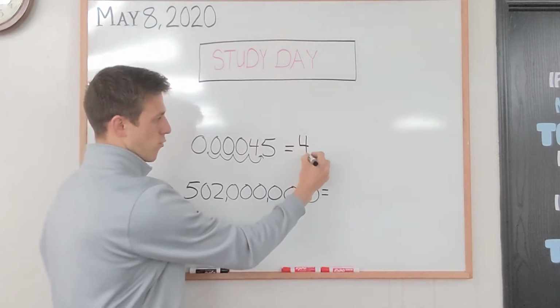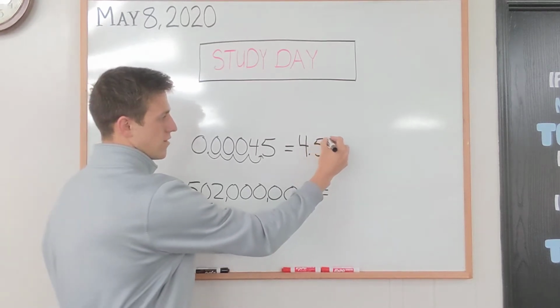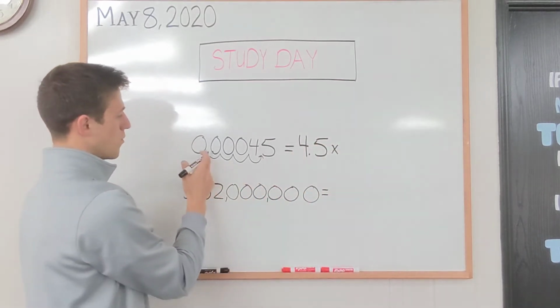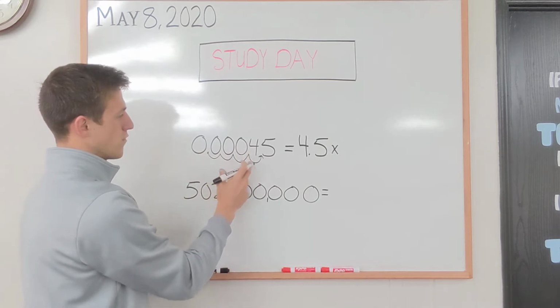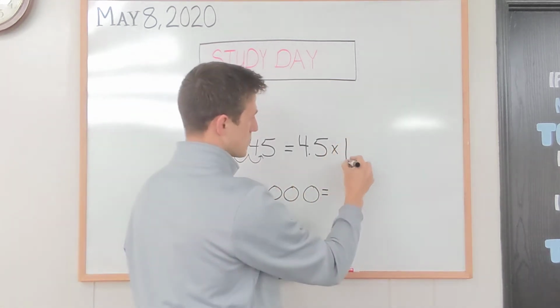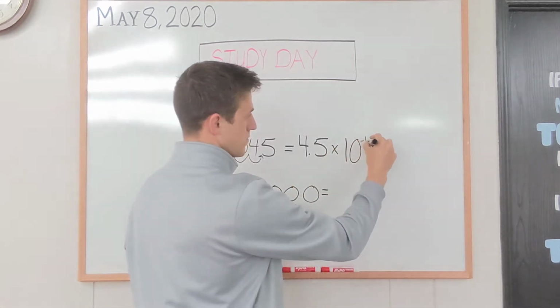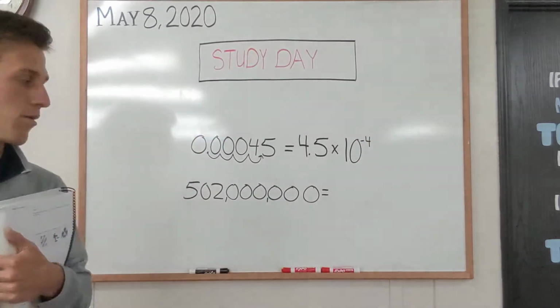So we write 4.5 times, we moved it 1, 2, 3, 4 times. So we're going to take it times our power of 10 to the negative 4th power. All right, what about this one?